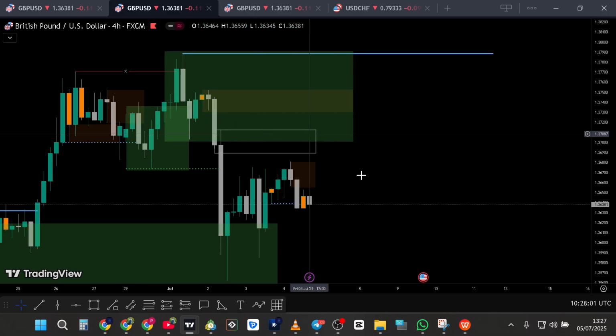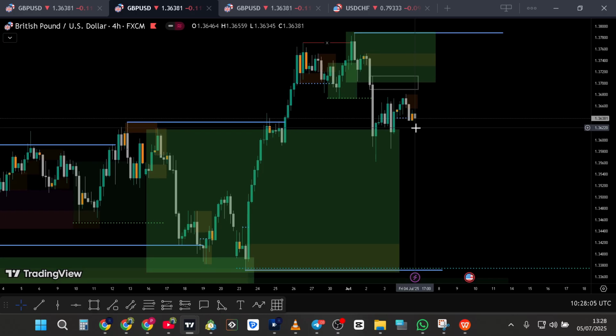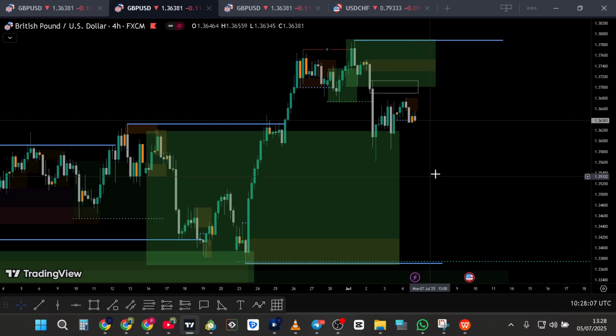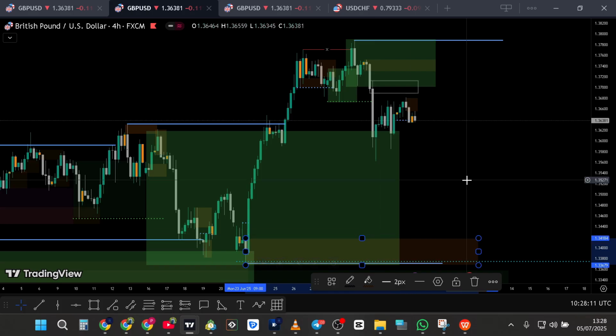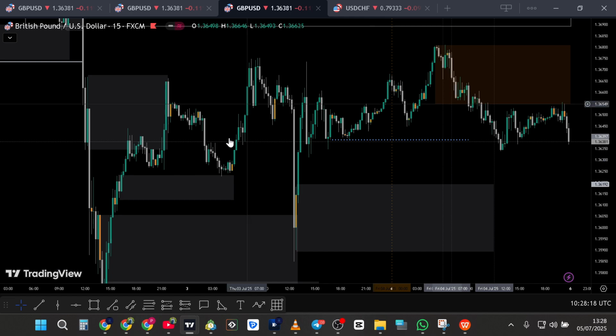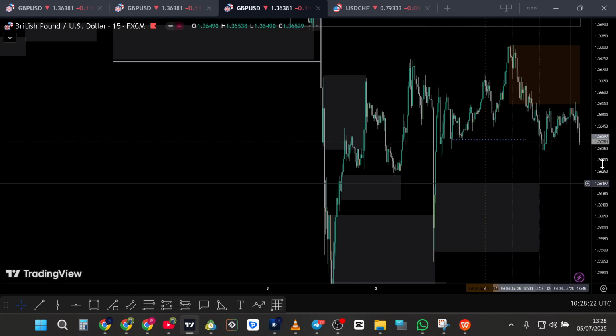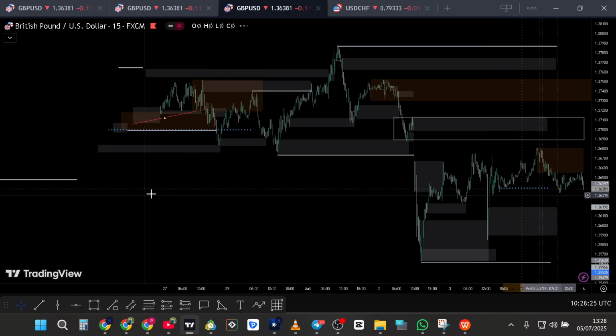So those are the kind of confluences that I'm looking at on GBP USD on 4 hour, and also this demand that I'll be expecting at least price to come to before it continues to the upside. 15 minutes. What are we seeing in the 15 minutes? Let's first start with this change of character that we saw.